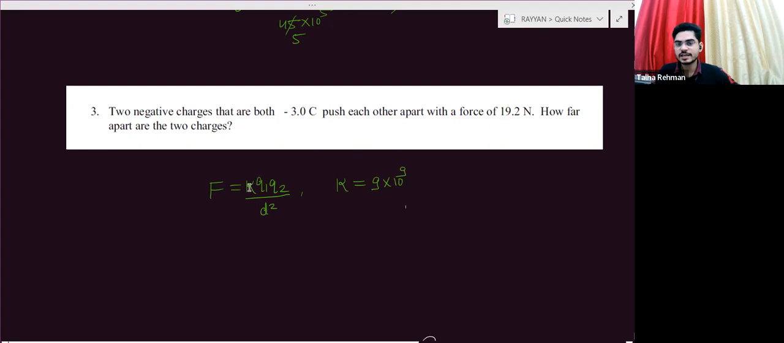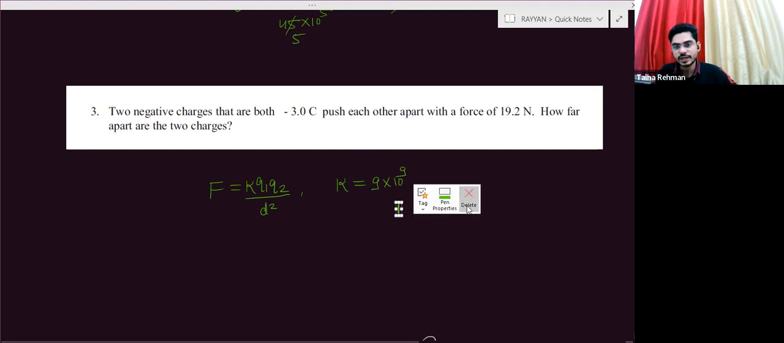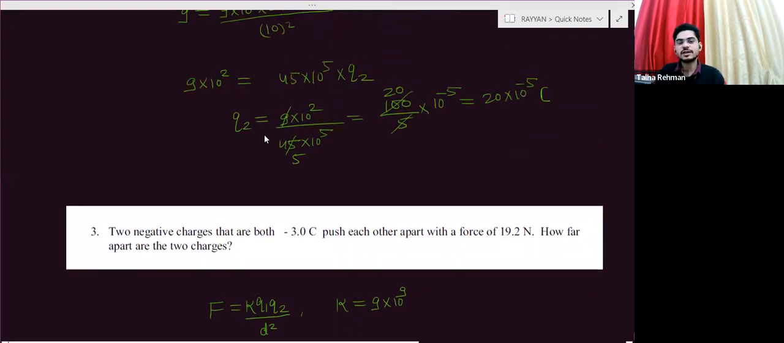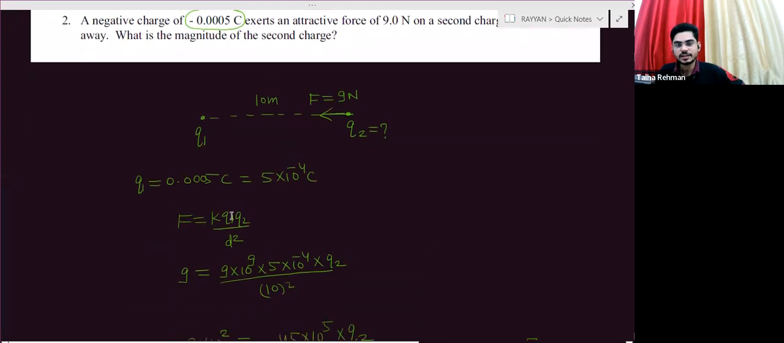K is some constant, and K is also given like this: 1 upon 4 pi epsilon naught. So there is no requirement of this. You should remember K is 9 into 10 to the power 9. So see, two negative charges. Tell me one thing. Here negative charge is given, but in this formula I have not written this in negative form. Why?